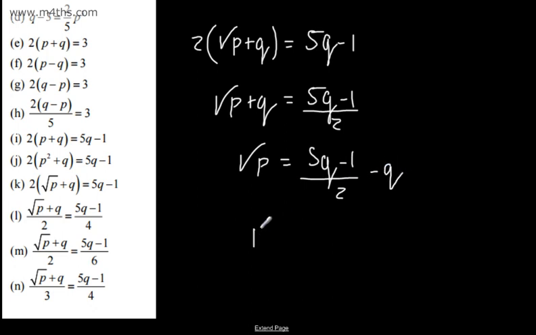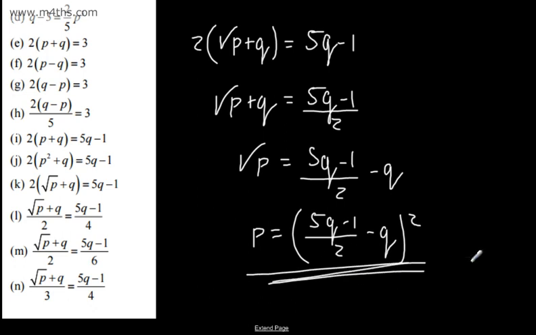All I do at this stage is square both sides of the equation: (5q minus 1) divided by 2, minus q, all squared. Now that isn't as tidy as it could have been. But of course I can tidy this up exactly the same by writing this with a common denominator here. So this would be negative 2q. So it'd be (3q minus 1) over 2, all squared.